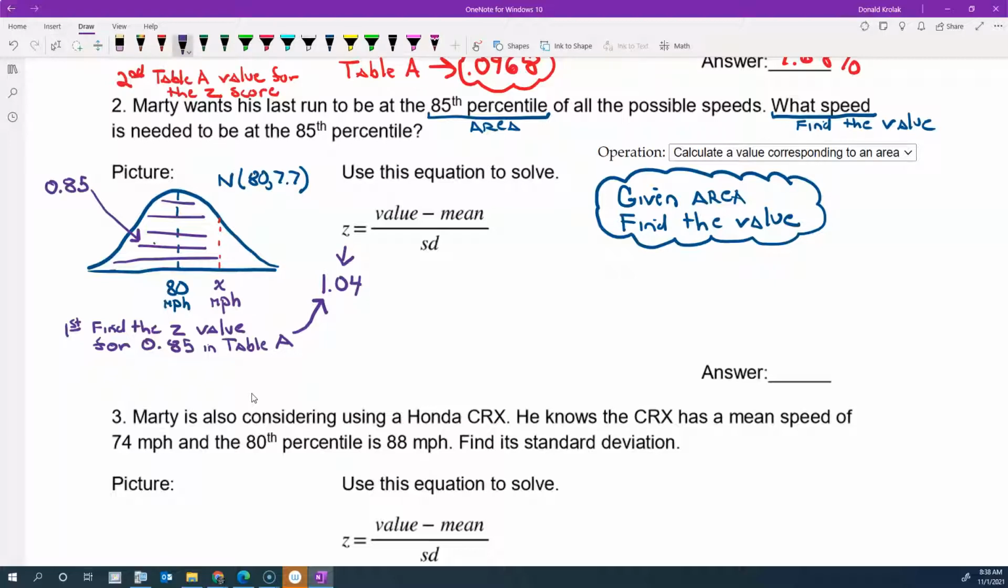Okay, and now fill in the rest of the stuff that you know. Let's see, we don't know the value, that's x. We know the average, and we know the standard deviation. So now you're going to solve for x. So to solve this, we multiply both sides by 7.7.